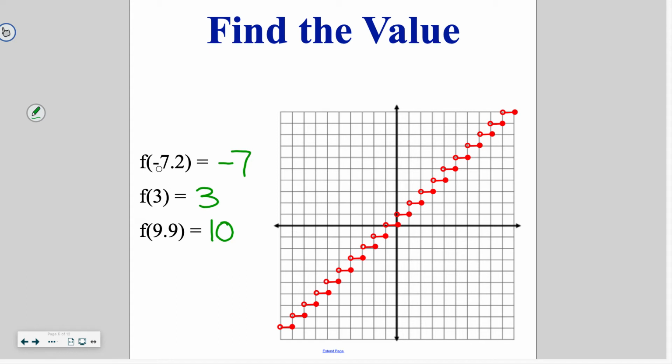So negative 7.2 rounds up to negative 7. 3 is an integer, so it stays put. And then 9.9, we're rounding that up, and that goes to 10.